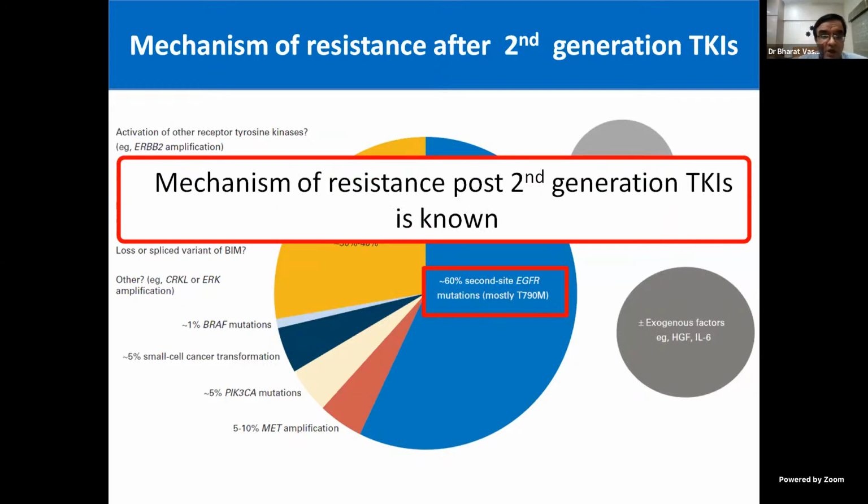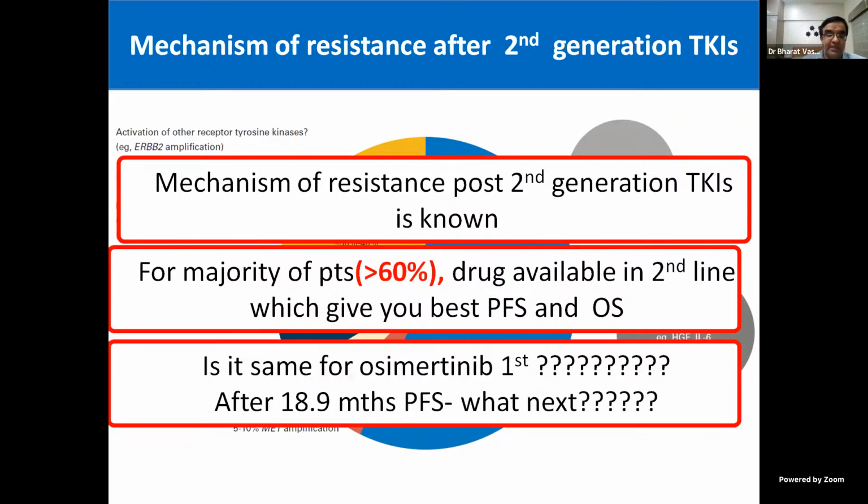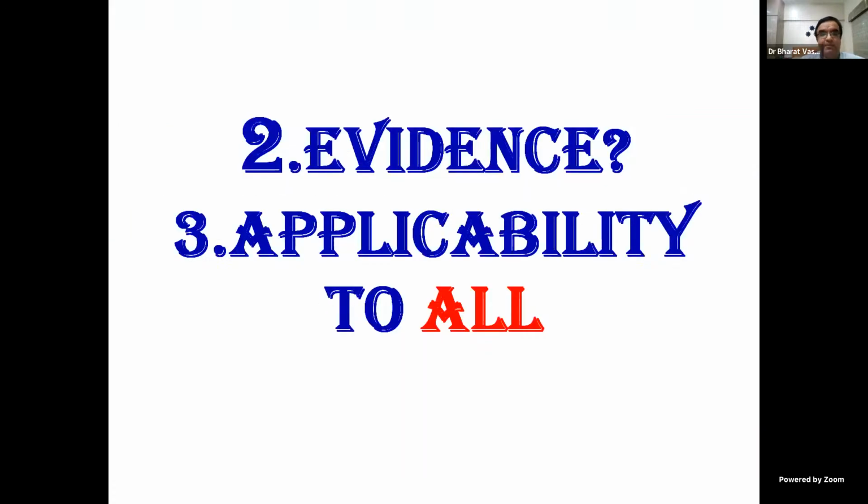So we know the pattern of recurrence when we give a second generation TKI. And more importantly, for this 60% of patients, we have a drug which we know gives a better PFS and OS. Is it the same for osimertinib when given in the first line? The answer is a big no. We have tried to evolve getting this mechanism, but unfortunately none of the drugs is available in the country. So what we all do is progress to chemotherapy, or we follow an immuno plus chemo combination, which I think is still experimental.